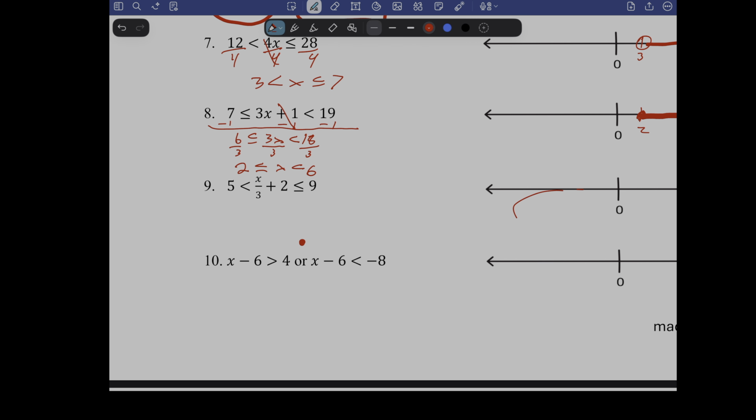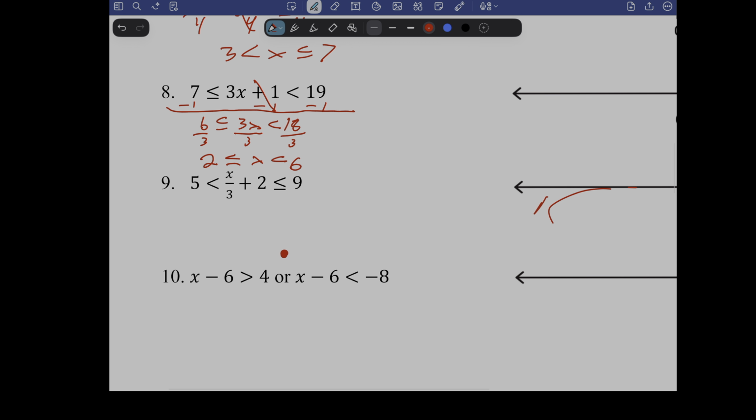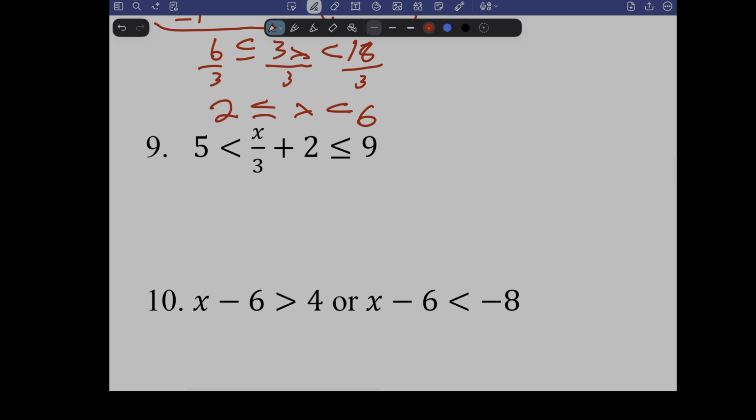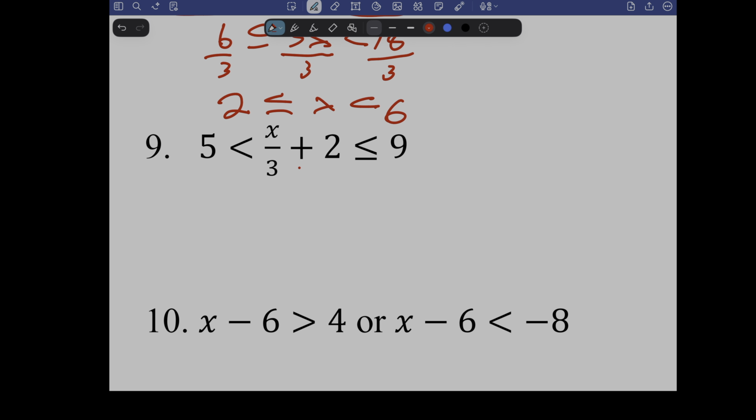This next one's got a little bit more going on. Let's get rid of that. Now let me zoom up because I'll need a little more room to write on this one.